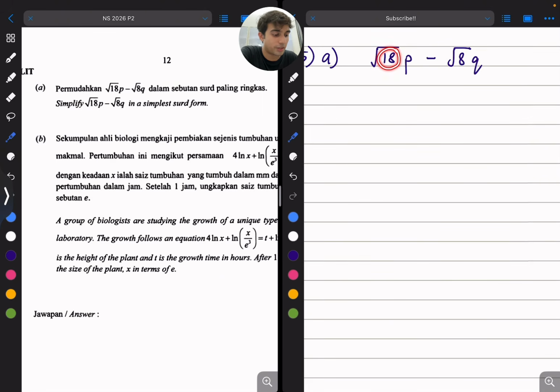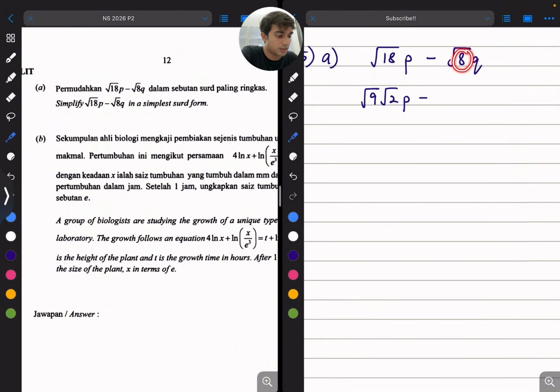So for 18 you must find what times what. So 18 can be 6 times 3, or it can be 9 times 2. But if you take surd 6, surd 3, both also you cannot simplify. Surd 9, surd 2, surd 9 we can simplify. Surd 9 is 3. So we must take this pair. This pair cannot lah. Both also not surd numbers. So 18 I'm going to say this is surd 9 times surd 2.